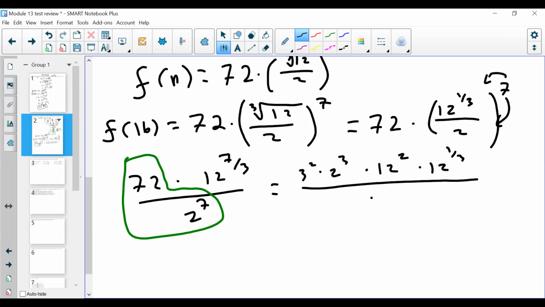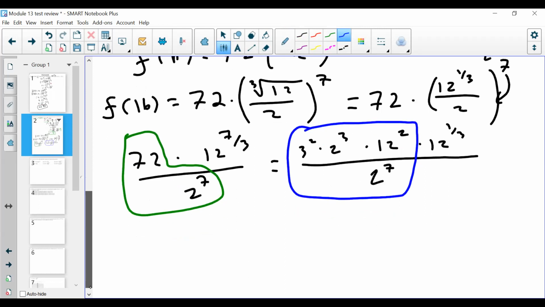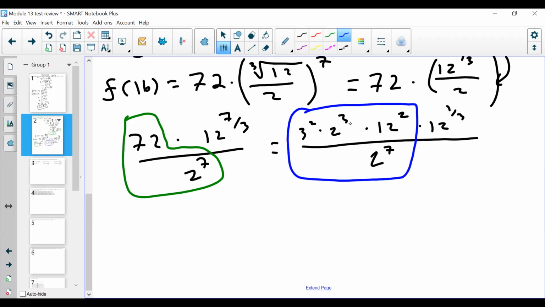All over 2 to the 7. And like I said before, same thing. This whole part right here, you could plug into a calculator and simplify it down that way, but you also could do it with prime factorization. So here, just 2 to the 3rd and 2 to the 7. These reduce down, leave you with just a 2 to the 4th on the bottom. So I have 3 squared times 12 squared all over 2 to the 4th times 12 to the 1/3.